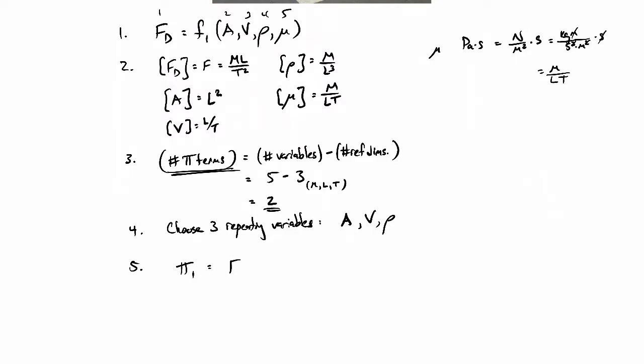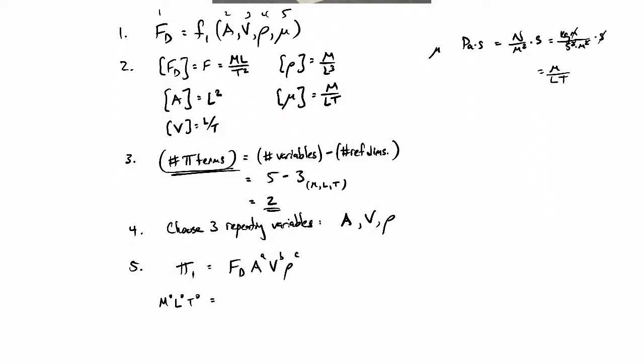So the first pi term will involve the drag force. So we'll multiply it by our repeating variables, each raised to a power. And then we'll need to find what those powers are based on the dimensions. So my reference dimensions are mass, length, and time. So a pi term is dimensionless, so it'll be like the mass raised to the 0 power, L raised to the 0 power, T raised to the 0 power, because anything raised to a 0 power is just equal to 1. So the pi term is dimensionless there. There are no dimensions that show up because they're all raised to the 0 power.